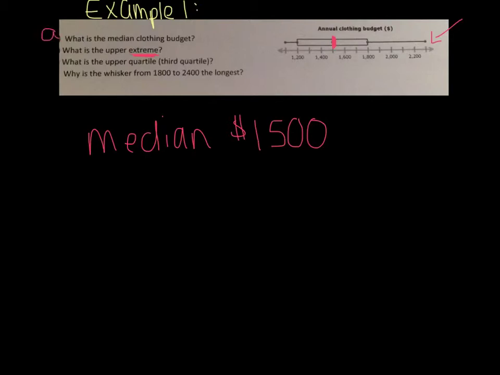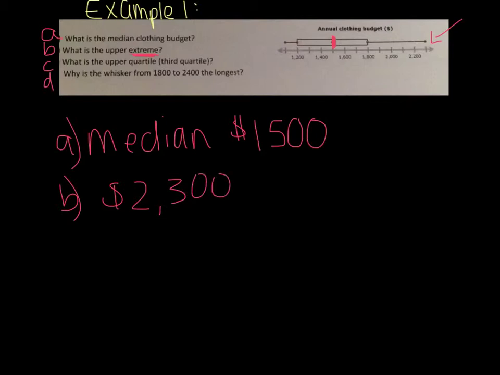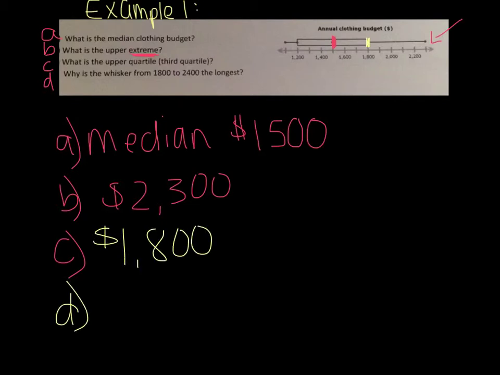Okay, let's just call this A, B, C, and D for sake of writing out the answers here. So my upper extreme is $2,300. My upper quartile, which is also, again, the third quartile, which is the right-hand corner of my box, that is $1,800. And for D, it says, why is the whisker from 1,800 to 2,400 the longest?